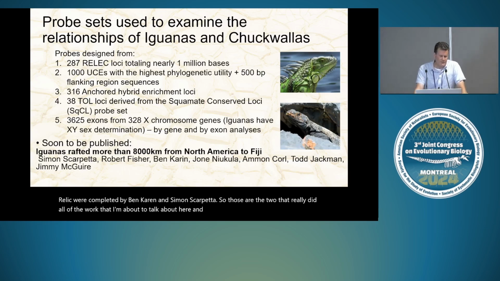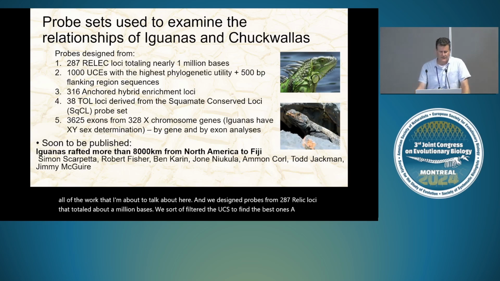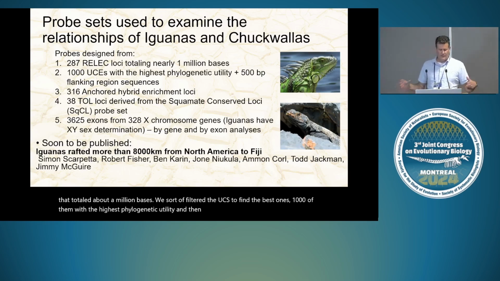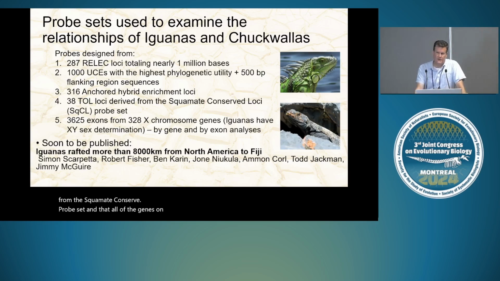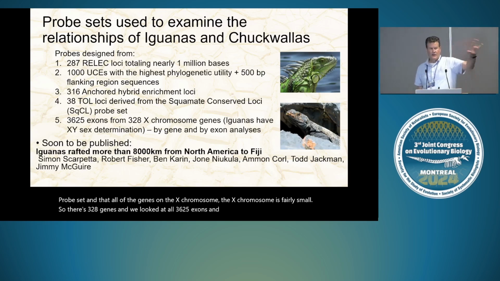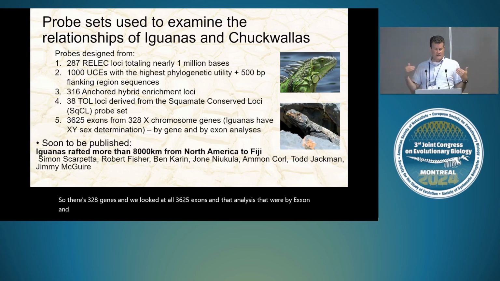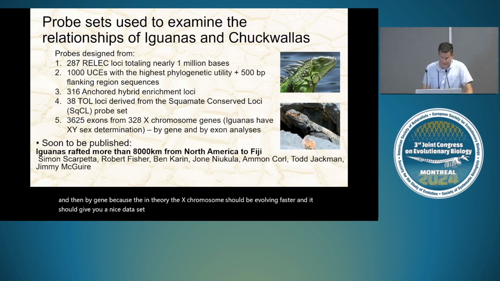We designed probes from 287 RELIC loci that totaled about 1 million bases. We filtered the UCEs to find the best ones, 1,000 of them with the highest phylogenetic utility, and then included 500 base pairs of flanking region sequences. We had 316 anchored hybrid enrichment loci, 38 loci from the squamate conserved loci probe set, and then all of the genes on the X chromosome. The X chromosome is fairly small, so there are 328 genes, and we looked at all 3,625 exons, in analyses by exon and then by gene, because in theory the X chromosome should be evolving faster and should give you a nice data set, but in fact it does not.